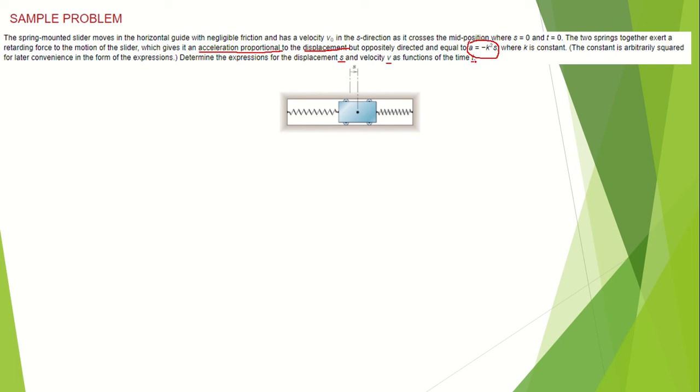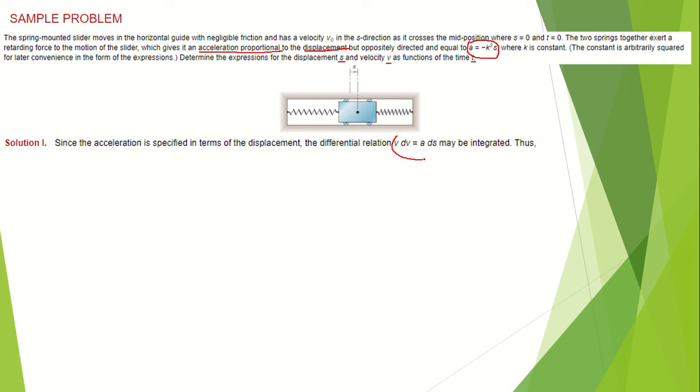Okay, so we will solve this problem, class, in two ways. Here's our first solution. Solution number one: since the acceleration is specified in terms of the displacement, the differential relation v dv equals a ds may be integrated. So now the question is where this relationship is coming from.